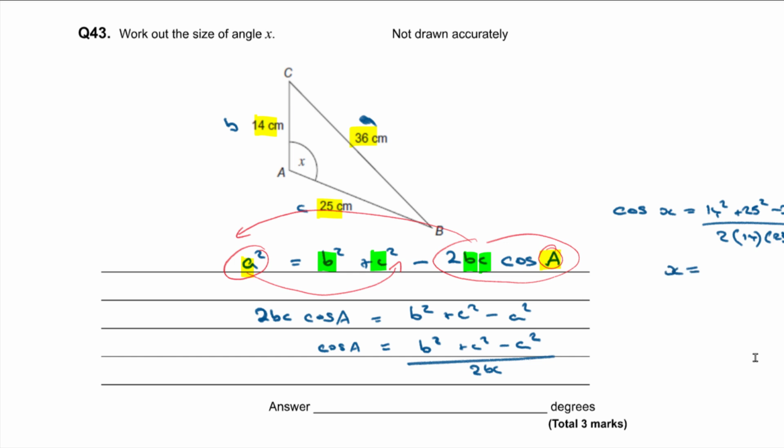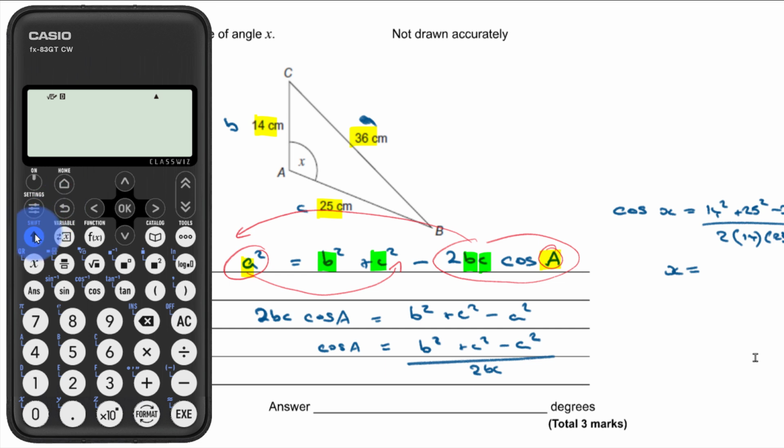So x is equal to, so we're going to use shift cos, okay, and then I'm going to put the fraction key, so I've got like a numerator and denominator to fill out. And I'm going to do 14 squared plus 25 squared minus 36 squared on the top. I don't know 14, 25 and 36 squared off the top of my head, so that's why I'm not bothering to do what I did earlier and simplify it. So 2 times 14 times 25 on the bottom. Just going to come out of that and close the bracket. Probably doesn't make any difference, but hey ho.